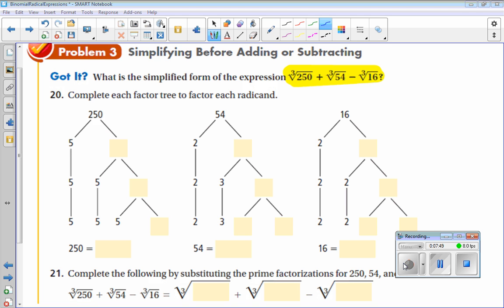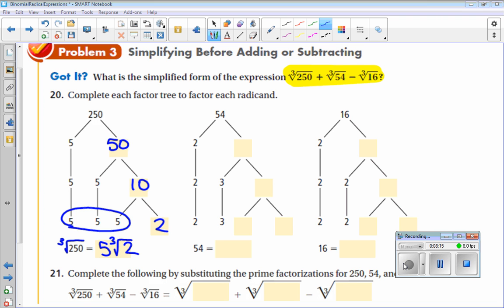So it looks to me like most of us got this. 5 times what is 250? 5 times what? 50, right? And then we have 5 times 10, 5 times 2. We're looking for groups of 3 because the index is 3. So a 5 comes out, and we're left with a 2 underneath. So the cube root of 250 is 5 cube roots of 2.